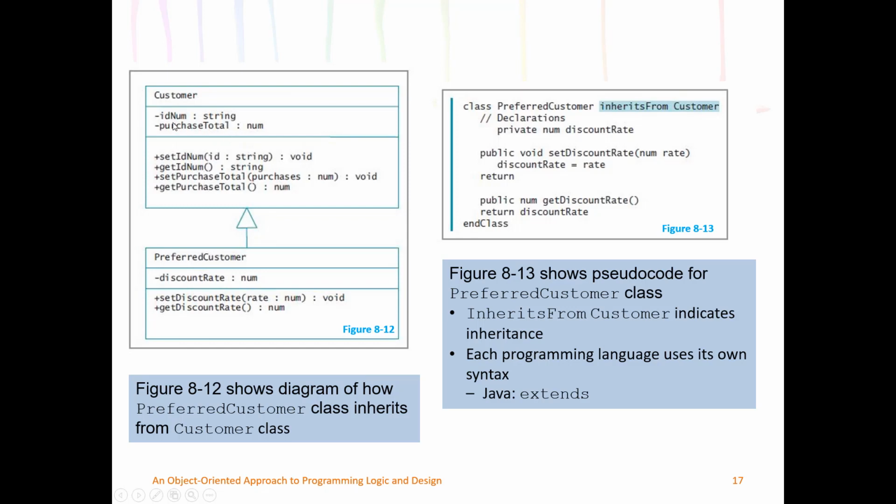I don't need to set the ID number and the purchase total. I inherit those to preferred customer. And so I can set the discount rate, and again, it returns nothing, it's a void, or I can get the discount rate and it's going to return a number. That's all I need to do. All this is already there because I inherited it.